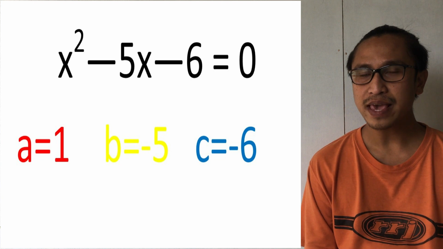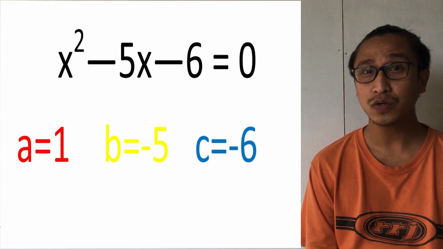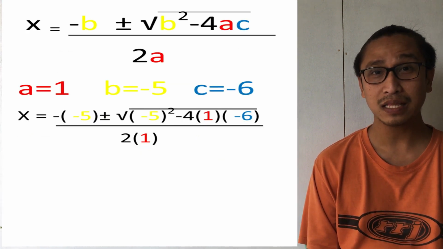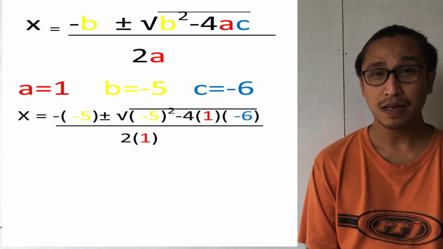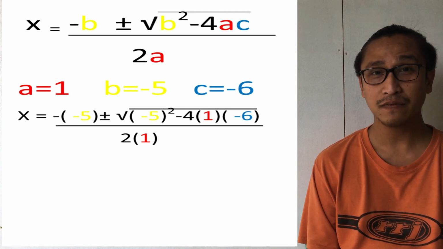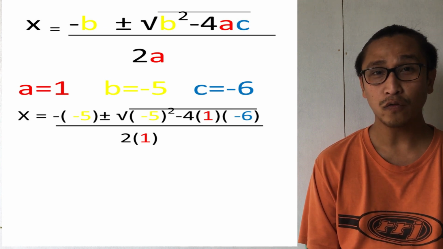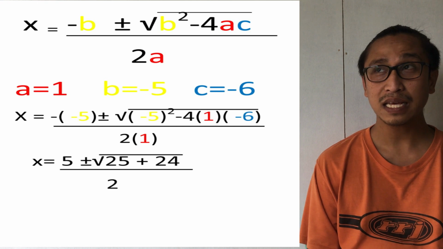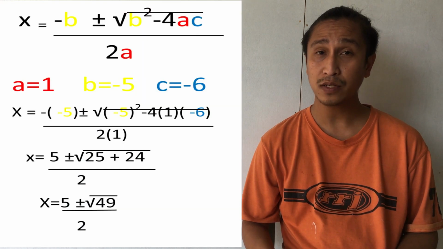After identifying a, b, and c, plug in the given values to the quadratic formula. So we have x is equal to negative the quantity of negative 5 plus or minus the square root of negative 5 squared minus 4 times 1 times negative 6, over 2 times 1. Simplifying, we have 5 plus or minus the square root of 25 plus 24. Add 25 and 24, we have 5 plus or minus the square root of 49 over 2.